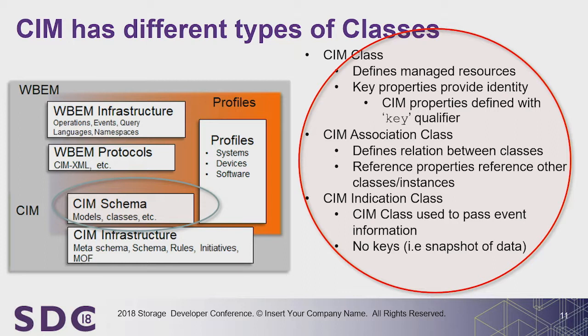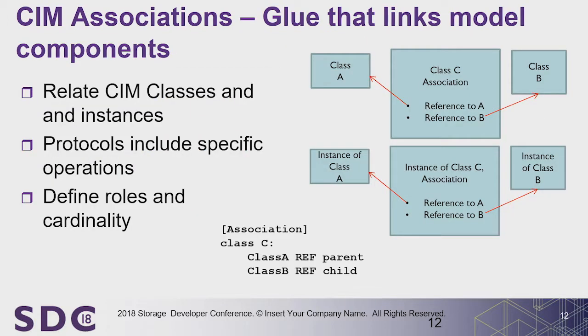You've got a special class for developing associations. That's relationships between other classes. And that differs from the original class in that it has properties that are actually references to other classes and instances. And finally, it has another type of class identified by a qualifier, which is the indication class. And the key to it is it's not persistent, therefore it has no identifier, no keys, etc. And the beauty of it, it's all just SIM classes.